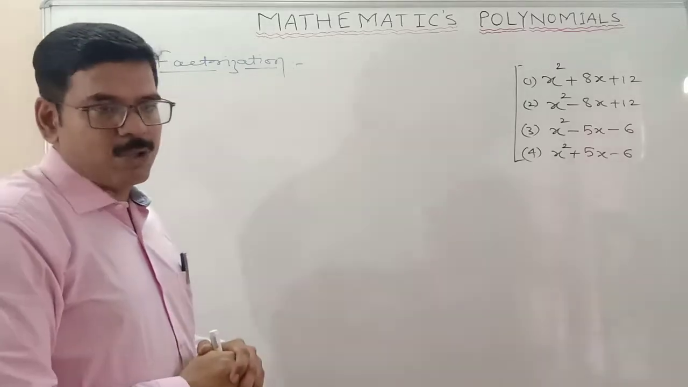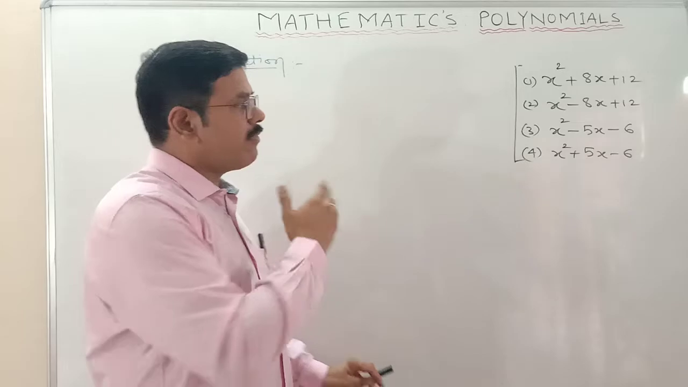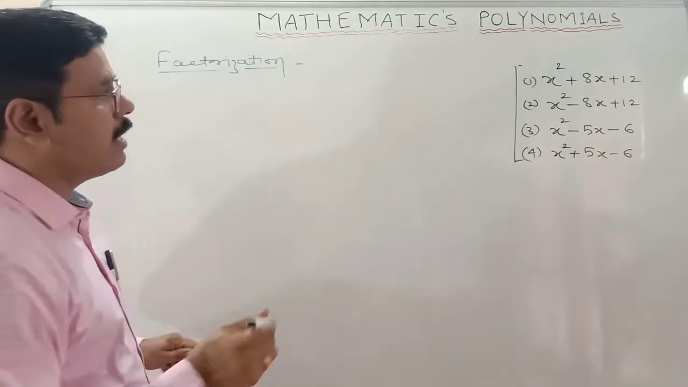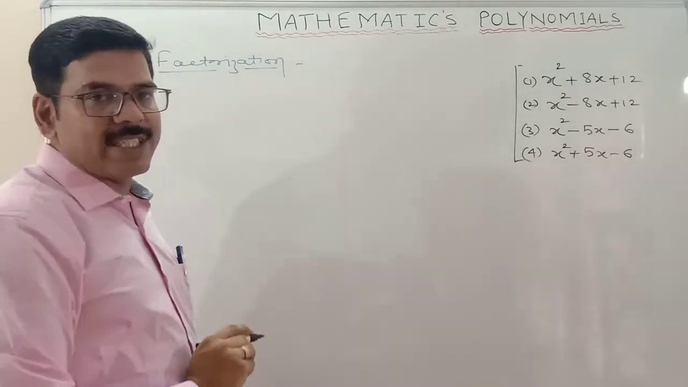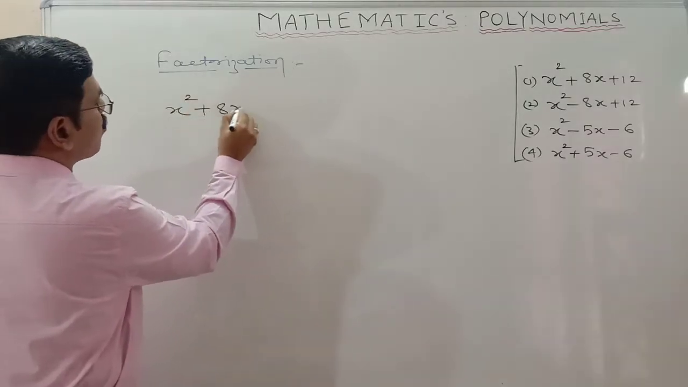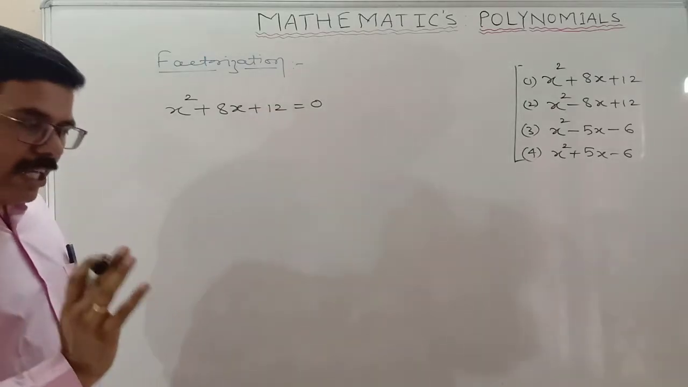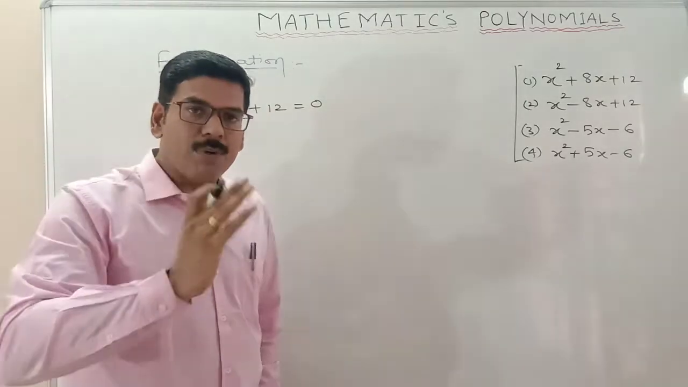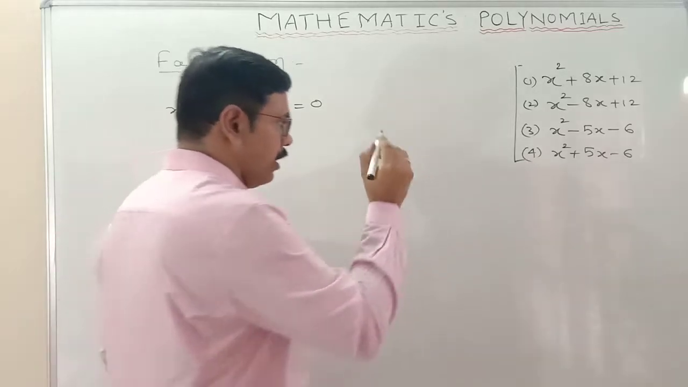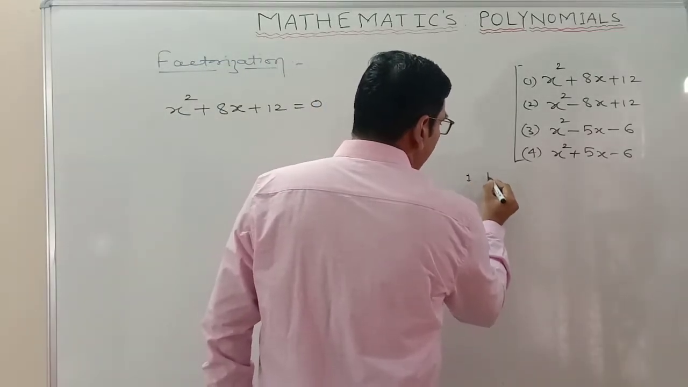These 4 cases are possible. In these 4 cases, how to determine the zeros, that we'll see. Look, it is very easy. Suppose we are starting from the first case, x square plus 8x plus 12. Very first we'll keep it equal to 0. Now in factorization, the most important thing is, see, very first there should be the number of terms.